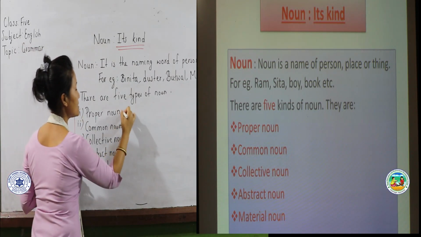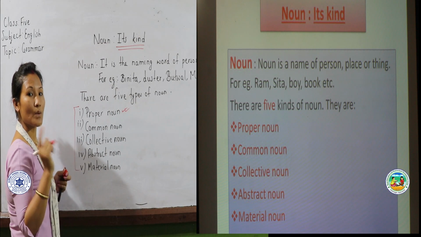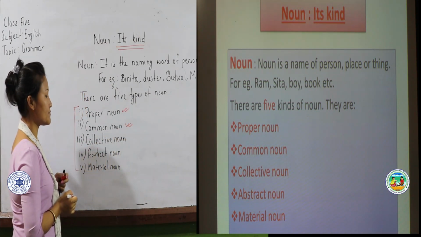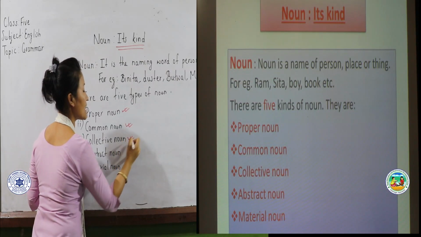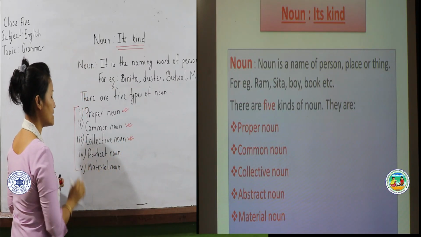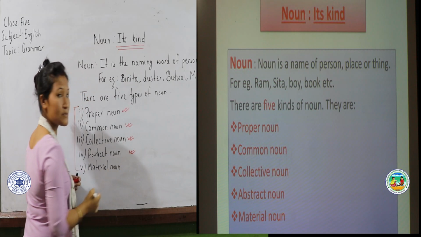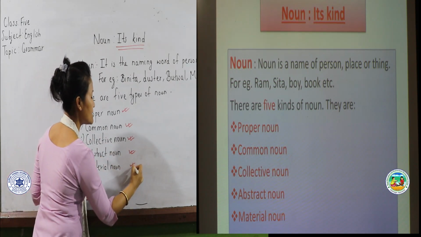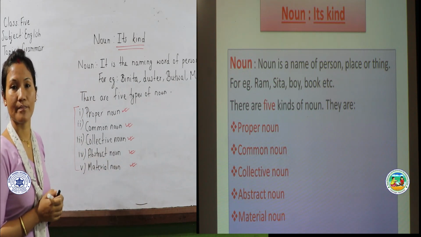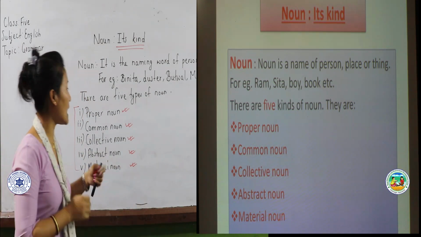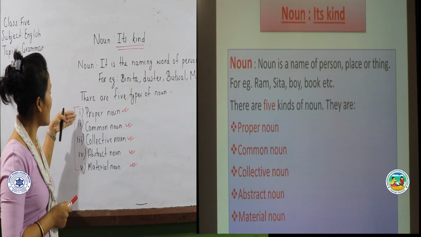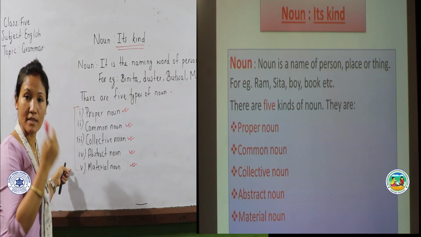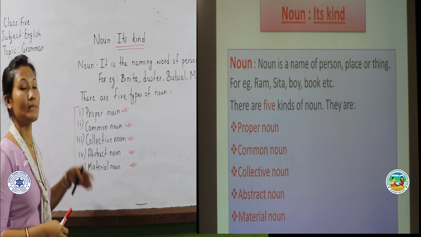The first one is proper noun. Second is common noun. Third is collective noun. And fourth is abstract noun. Fifth, the last one, is material noun. Now you might be thinking how can we differentiate these different types of noun? Now we will be learning further.